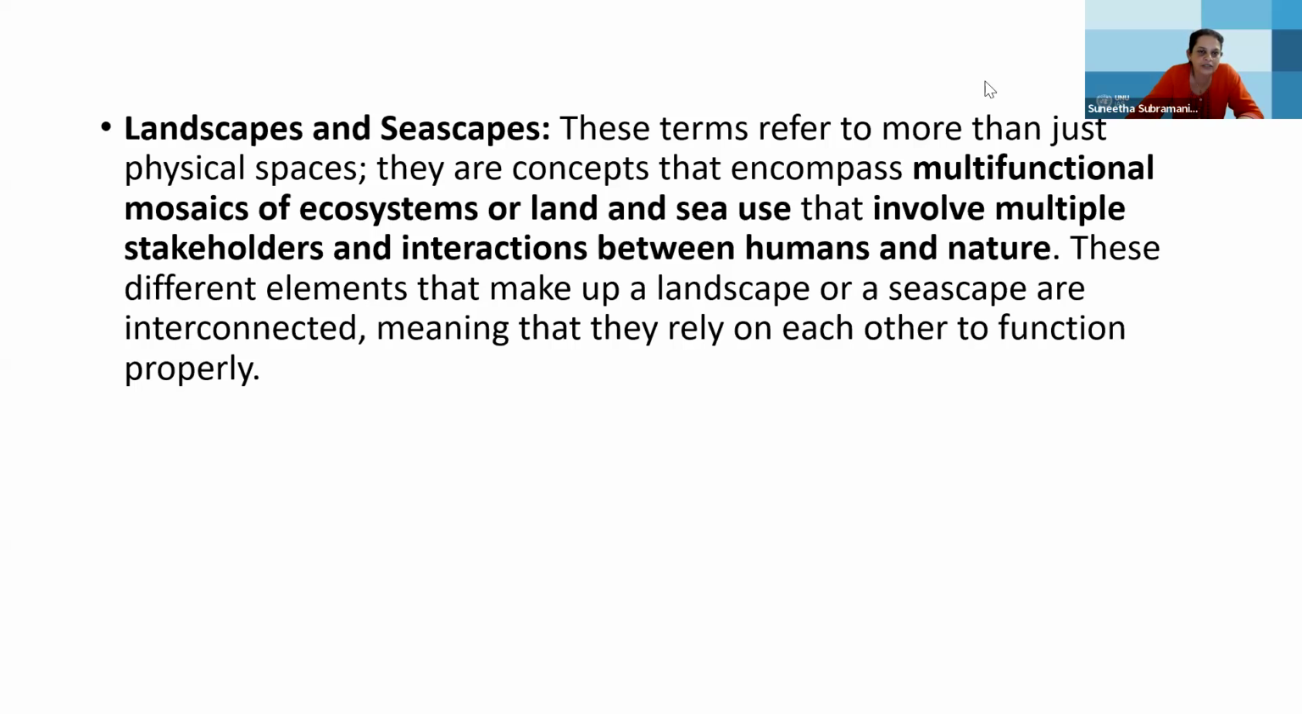connectivity of different kinds of ecosystems and different kinds of governance regimes. So it's more than just physical spaces. These are multifunctional mosaics of ecosystems, which means it's not just a single use. There are different types of ecosystems of either land or sea use and the interconnections between them. It involves multiple stakeholders and the interactions between people and nature.